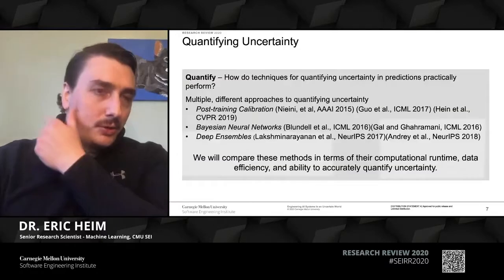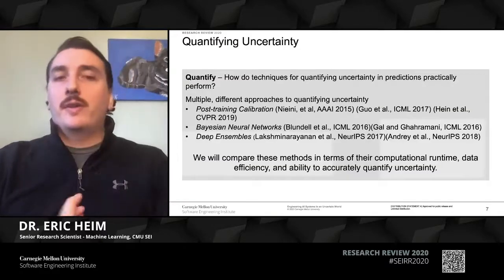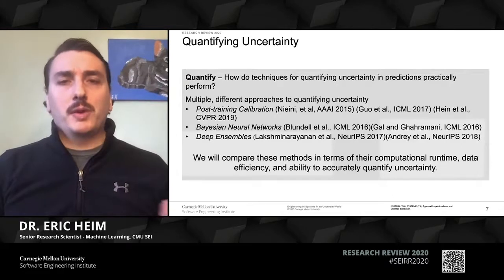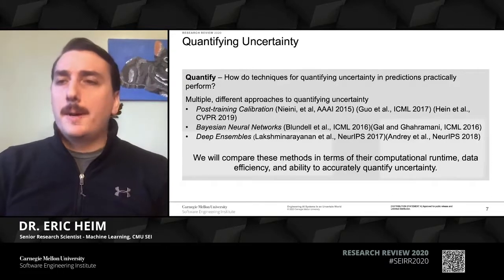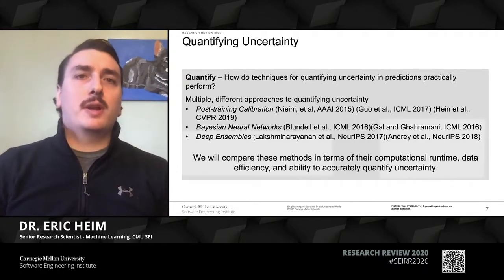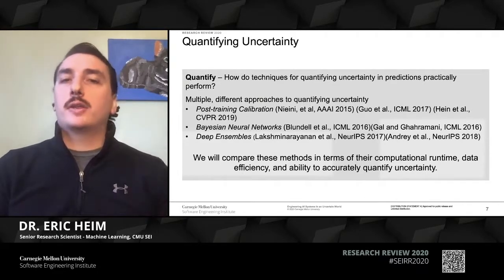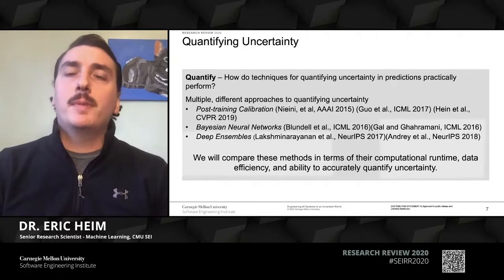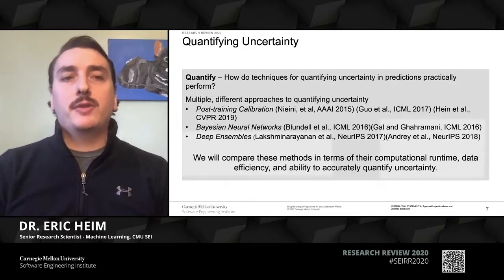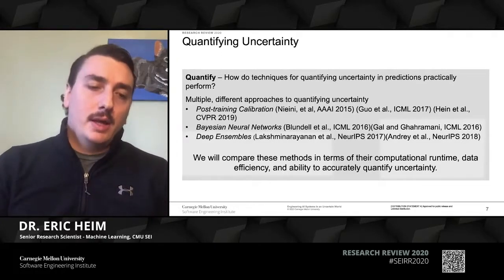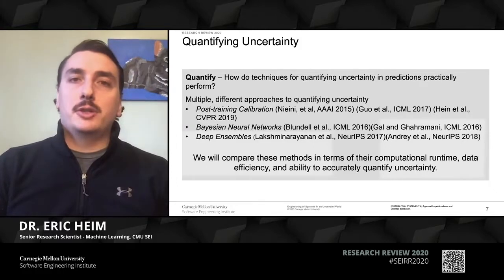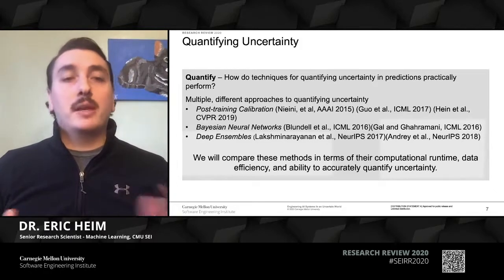So like I said, there are three parts: quantify, rectify, and reason about. I'll go over each one of these very, very briefly. So first of all, quantify. What I mean by this is how do techniques for quantifying uncertainty in predictions practically perform compared to each other? And if you look at the literature in this field of machine learning, you can sort of bin a bunch of the techniques.